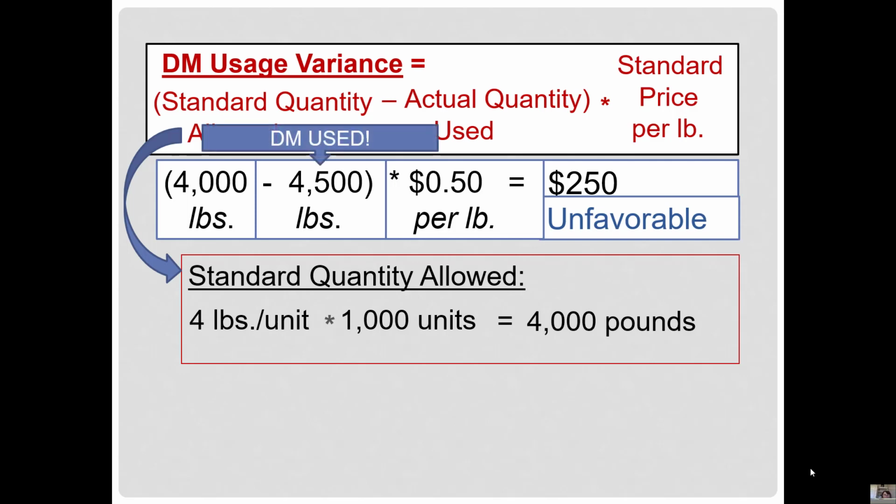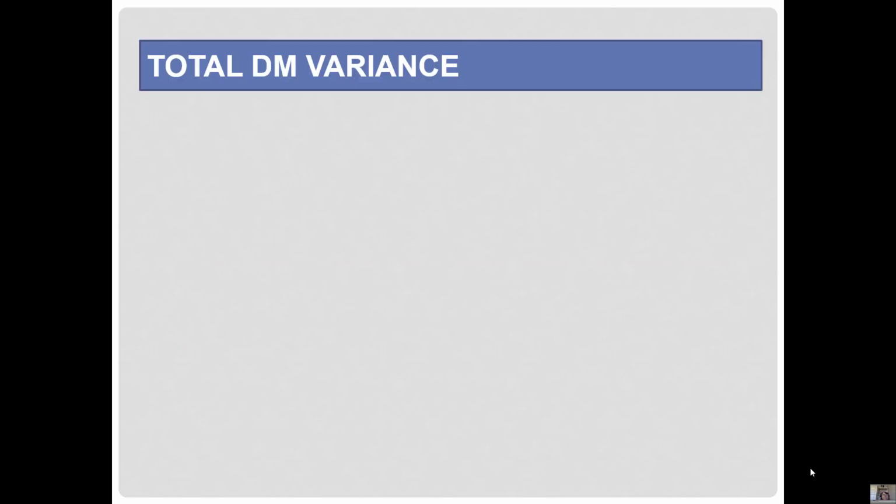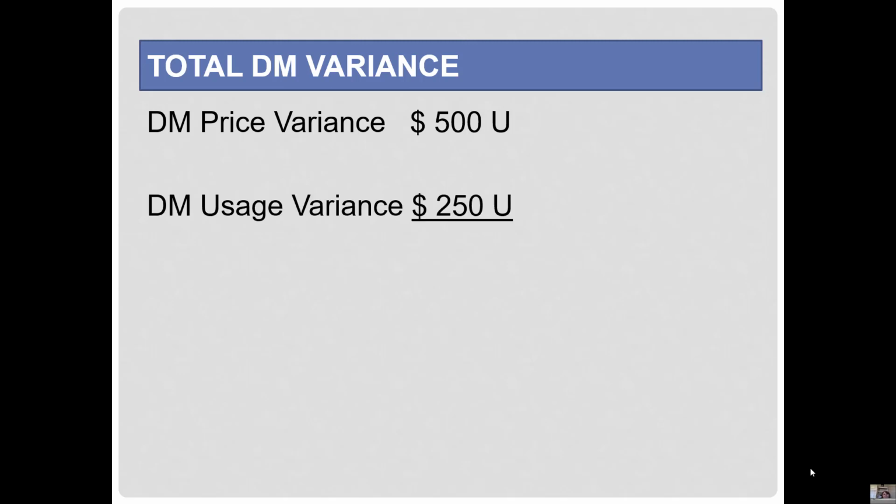Notice here that we did use the direct material used, not the direct material purchased. It's important that you notice that difference. And also, we did compute the total dollar impact on costs. The total direct material variance, if you add those two together, we had a price variance that was 500 unfavorable. We had a usage variance that was 250 unfavorable. That means that our total materials variance was $750 unfavorable.